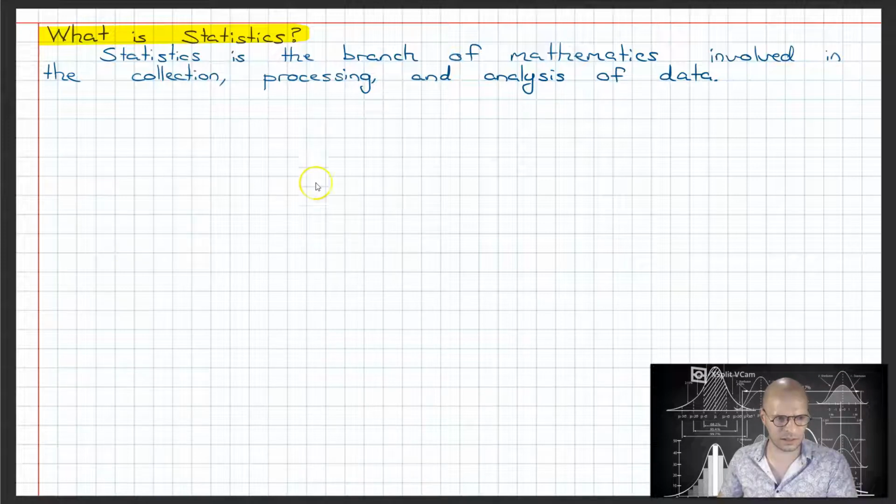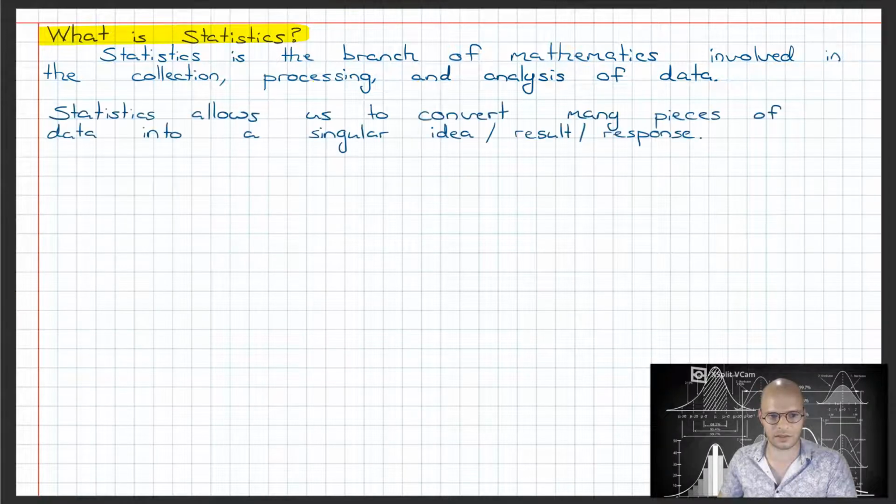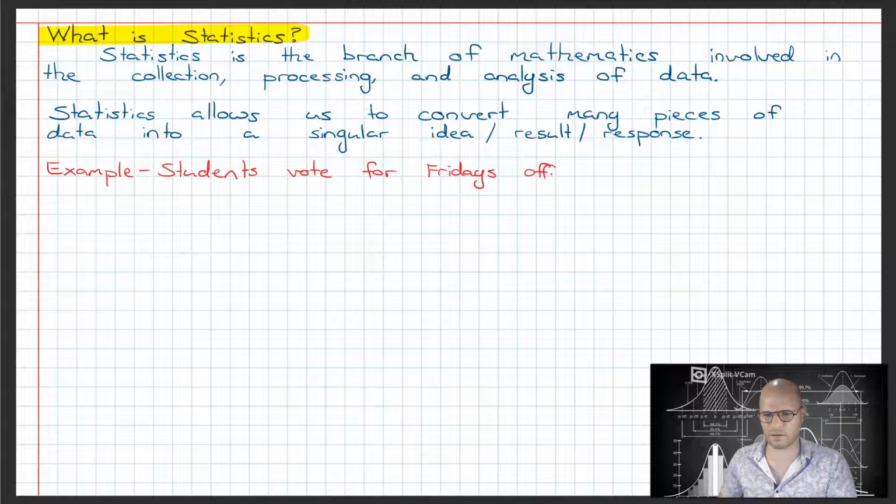Now going back, we said that statistics is the branch of mathematics involved in the collection, processing, and analysis of data. What this allows us to do is to convert many pieces of data into a singular idea, result, or response. Now, given this context, imagine that we put a vote out to students asking whether students should have Fridays off or not. Depending on what students vote for, they'll either have Fridays off or they'll be at school on Fridays.